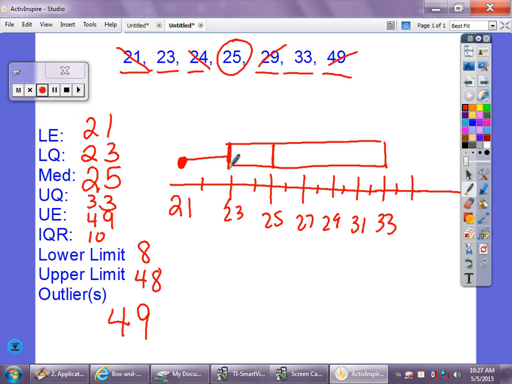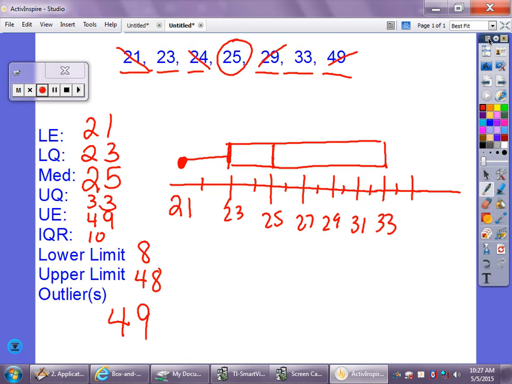However, 49, which is my upper extreme, is outside. It's an outlier, so I'm not going to have a whisker on this side. What's going to happen is I would keep extending my lines. There's 37, 39. It should be way down here. And wherever 49 is, we're just going to say it's here because I didn't make my line spaced correctly. 49. So I would have a dot and no whisker on that side.